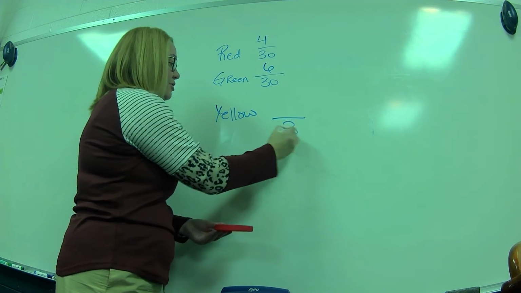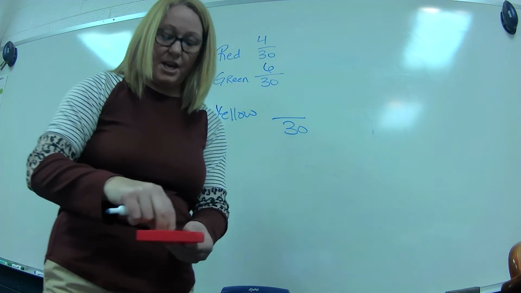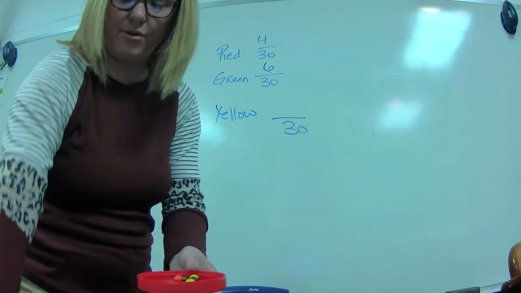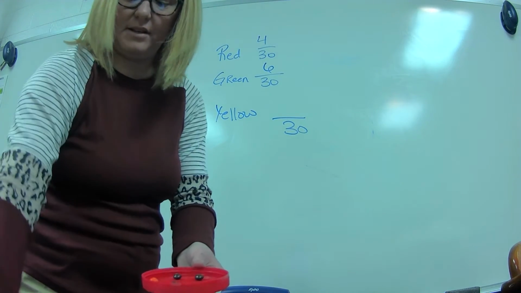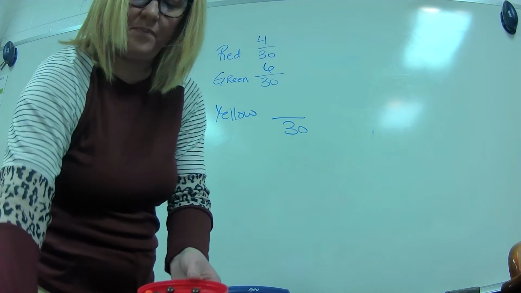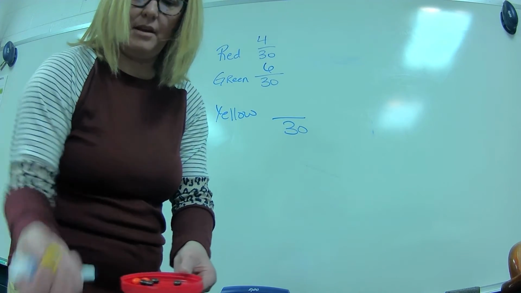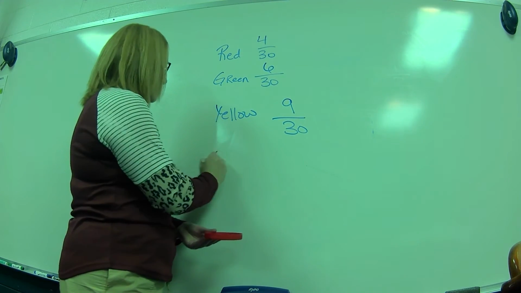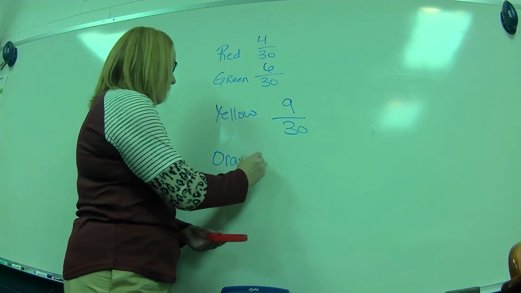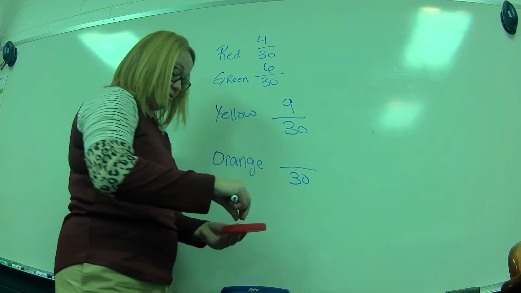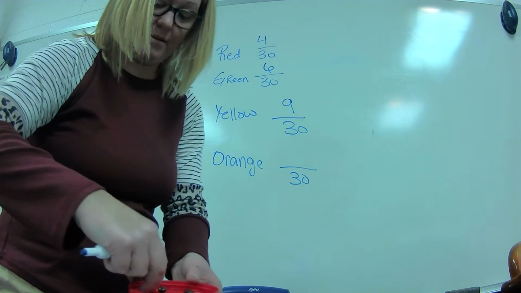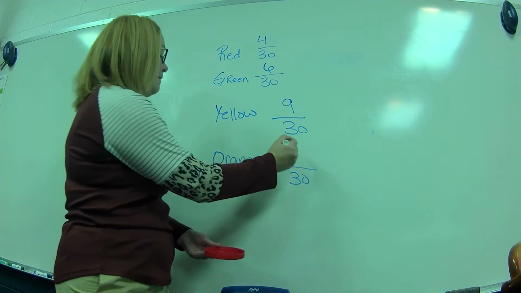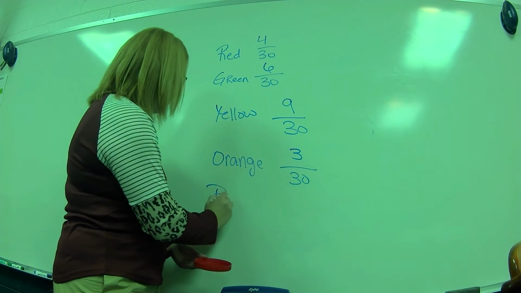All right, again, we have 30 total. And of yellow, I have 1, 2, 3, 4, 5, 6, 7, 8, 9. All right, so now we have orange. And of orange, I have 1, 2, 3. And so my last color is purple.